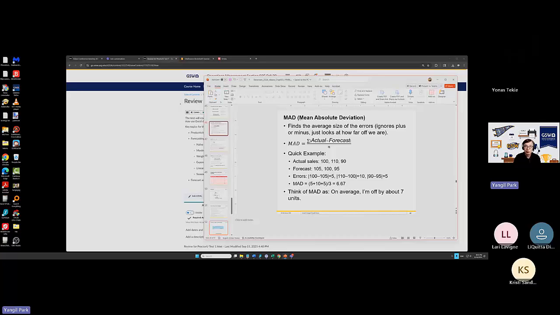The first one is mean absolute deviation. Pretty simple. You take the absolute value of actual minus forecast, then divide by the number of items. It's a simple example. You have 3 actuals, 3 forecasts, right? So you just find the error between those two, matching sales and forecast, then divide by n, which is 3, then you get the average, right? So we have 6.67. That's the answer. But how are we going to interpret it? We can interpret it like, on average, we are off by about 6.67, which is approximately 7 units. Okay, assuming we are dealing with units.